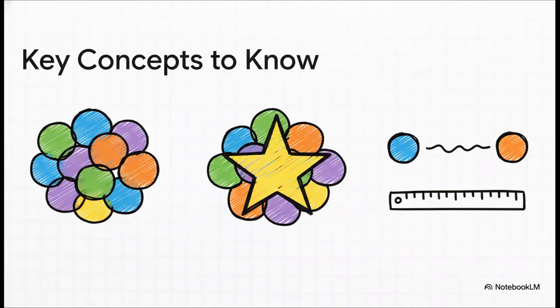Now, to really get this, there are just 3 quick terms you gotta know. First, a cluster. Well, that's just one of the groups the algorithm finds. Simple. Second, the centroid. Think of this as the dead center, the heart of each cluster. And third, distance metrics. That's just a fancy way of saying the ruler. It's how the algorithm measures how similar or close any 2 points are to each other.